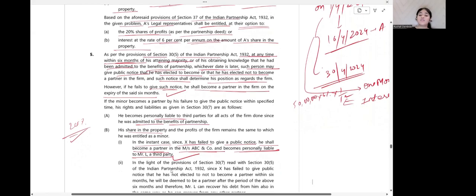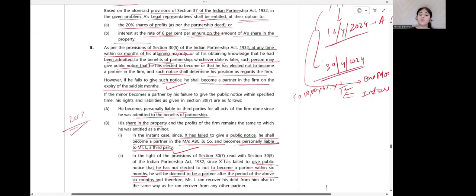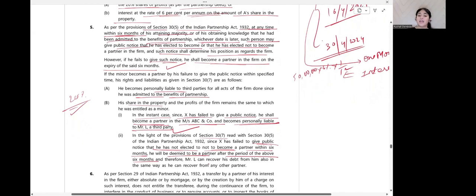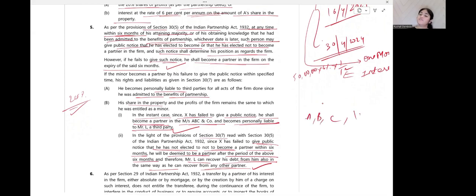Now, in the light of the provisions of section 37, read with section 35 of the Indian Partnership Act, since X has failed to give a public notice that he has elected not to become a partner within 6 months, he will be deemed to be a partner after the period of 6 months. So, if you are not giving a notice to the contrary that you don't want to be a partner, you will be considered a partner. Therefore, L can recover his debt from him also in the same way as he can recover from other partners. As he can recover from other partners A, B, and C, in the same way he can ask X to pay the loan. Is this question clear to you?